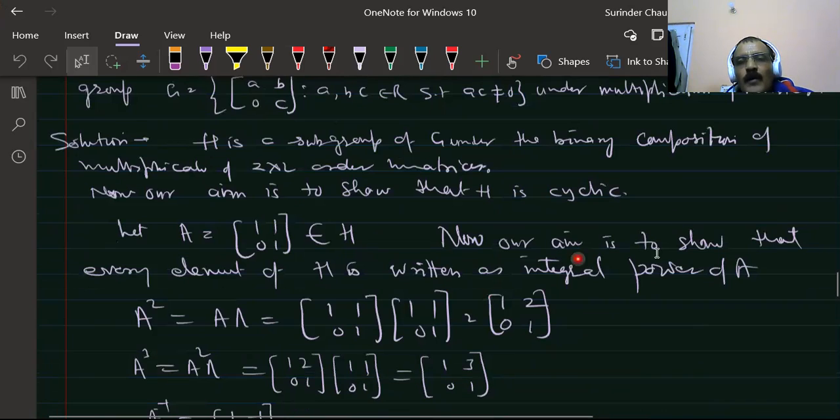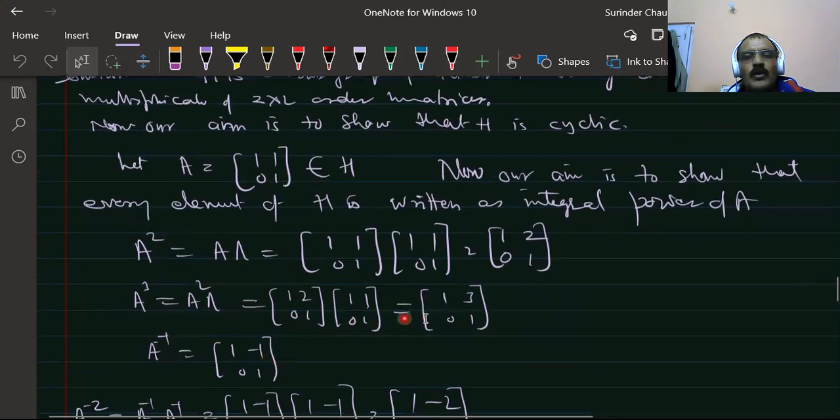Now what is our aim? Our aim is to show that every element of H is written as an integer power. Okay, so we multiply A with A. A is equal to [1, 2; 0, 1]. A squared into A cubed. A squared into A comes out to be [1, 3; 0, 1].